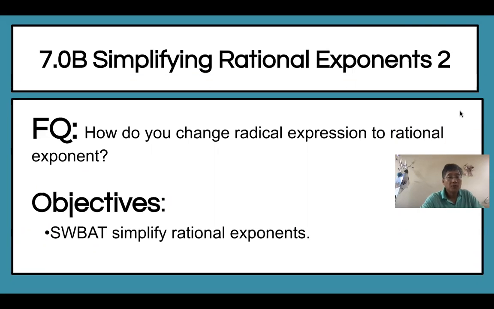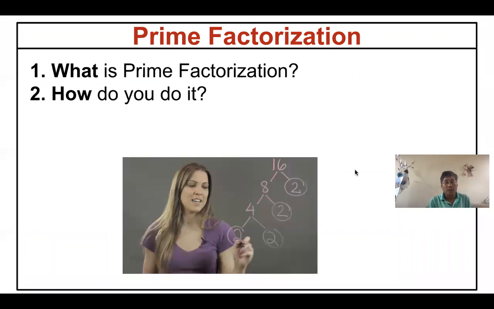Hi everyone, today we are going to talk about 7.0b, simplifying rational exponents, second part, part 2. So we learned what a rational exponent is and also how to simplify them last time, right? In the last lesson. So today we are going to simplify the same thing, rational exponents, but now it'll be a little bit more complicated. But it's not complicated, just a few more steps, right?